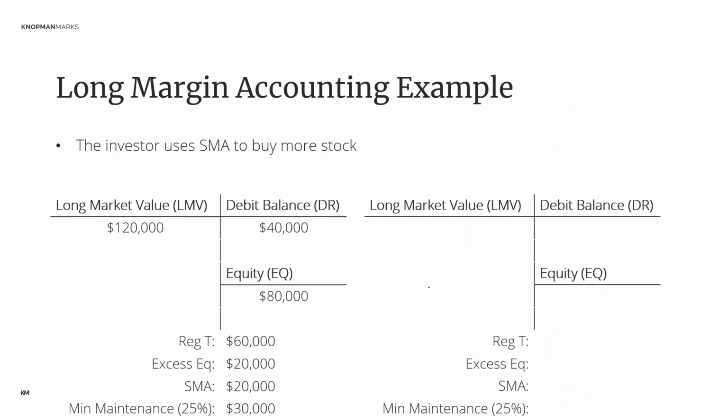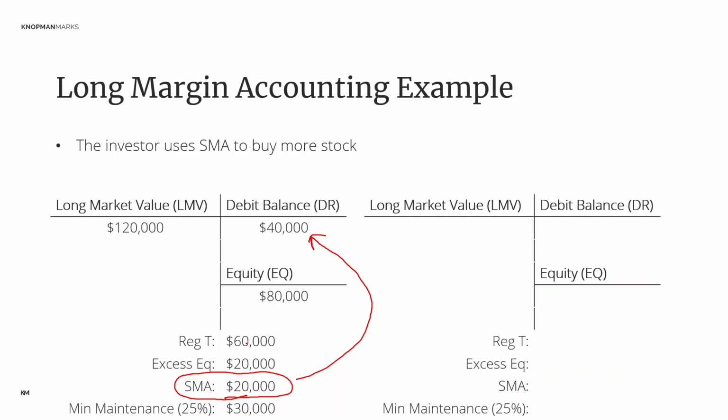All right, so now, here we are, 120K long market value, 40 debit, 80 equity. That's what we just did. SMA is 20,000. That's a line of credit. It's not our money. When you use a line of credit, what are you doing? You're borrowing money. So when you use it, what do you think goes up? Your debit. When you use SMA, you're borrowing, and your debit is the loan.